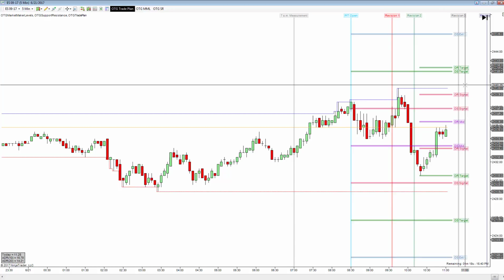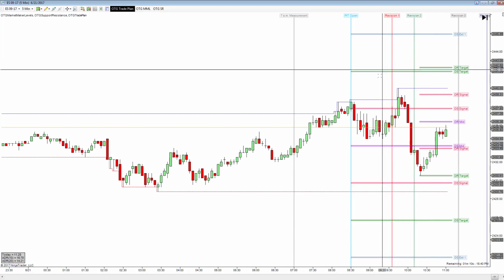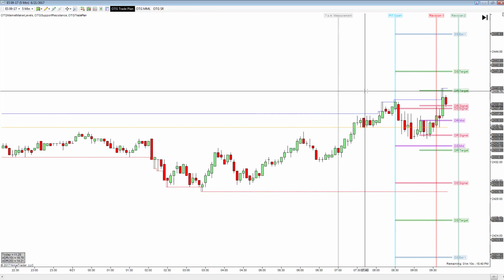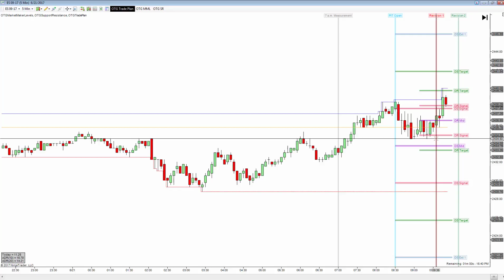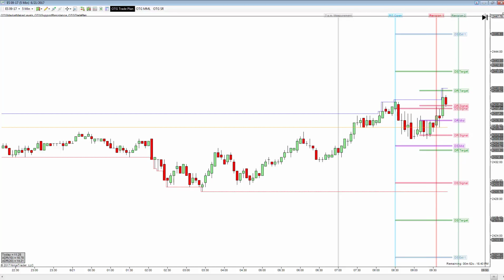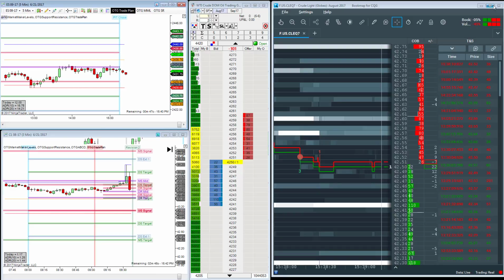And in this case, you can see that this new revision target that was created down here at 30 half immediately rejected and bounced off of that area. So the ES trade that you're going to see me get into today is going to be a short out of this revision target, and I'm going to be looking to take out this target, which was down here at this triple bottom, one tick below that triple bottom. That was 39 quarter down to 34 quarter.